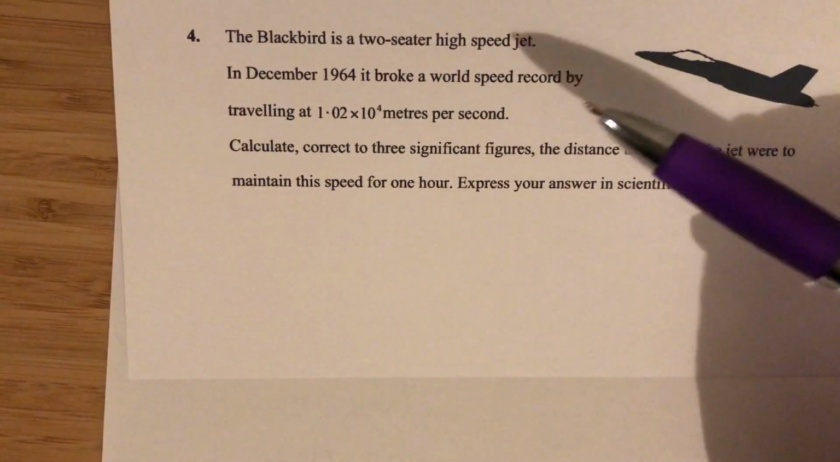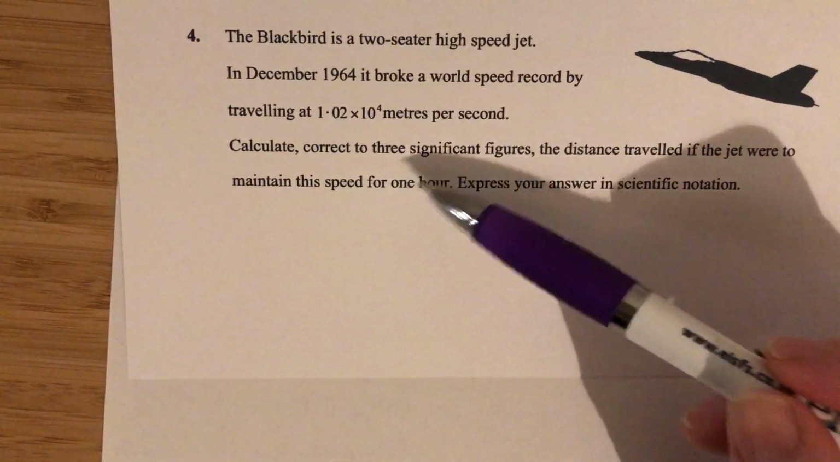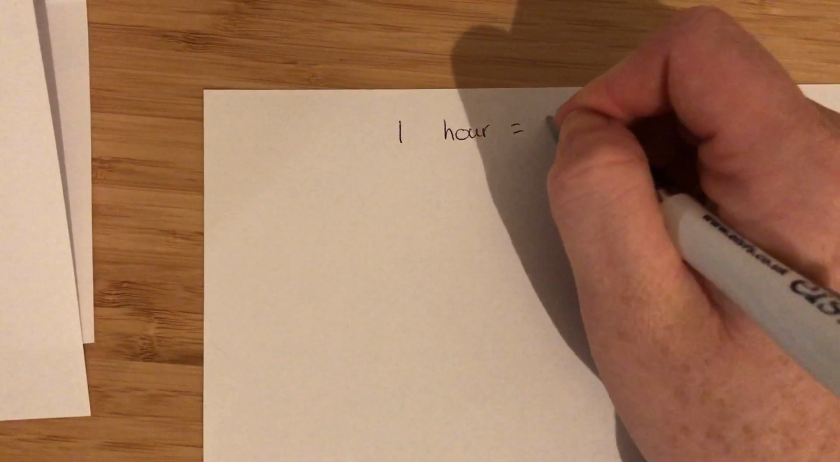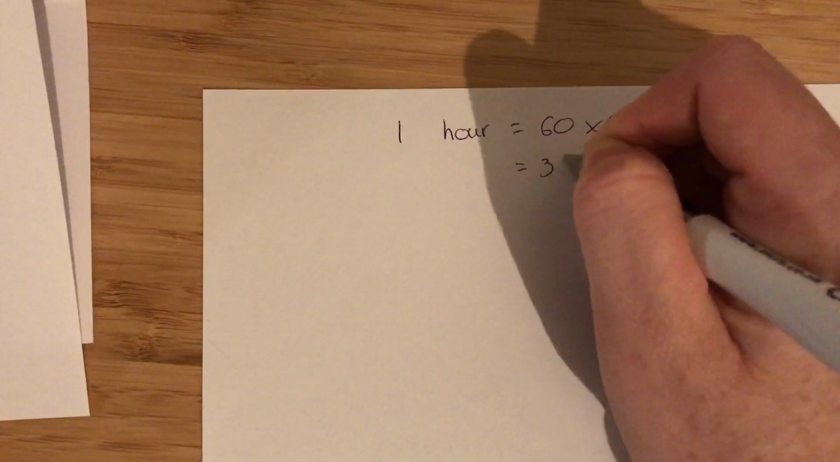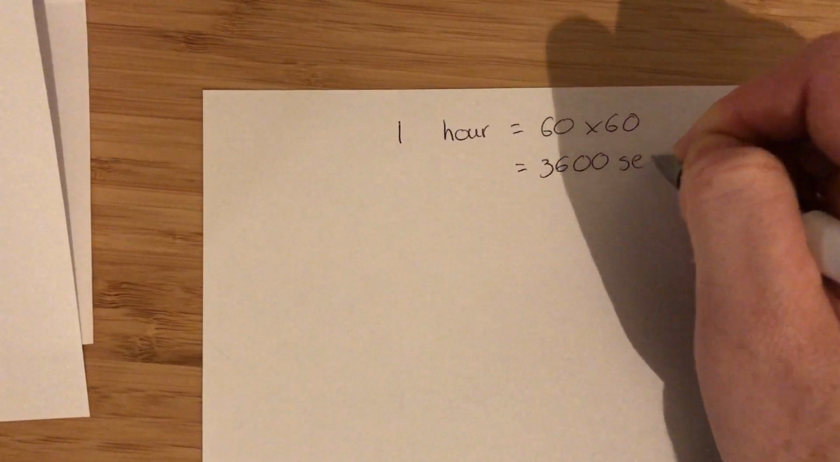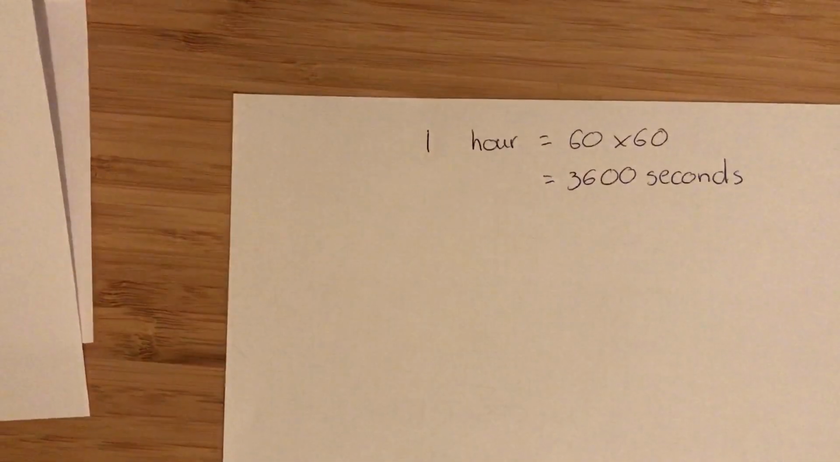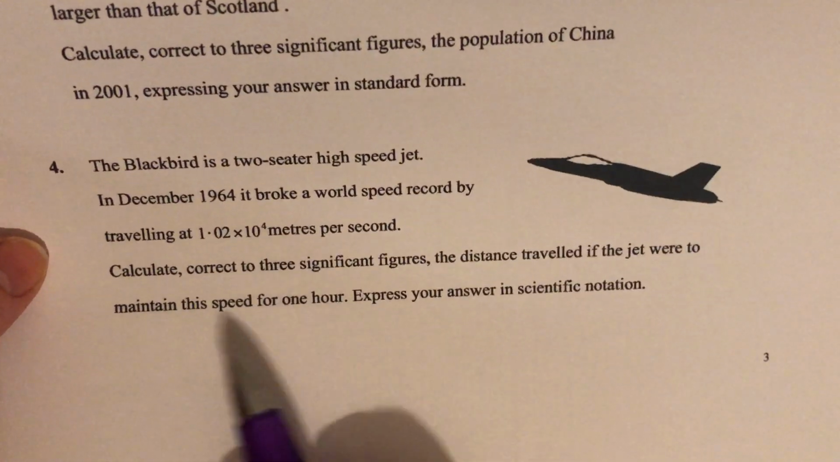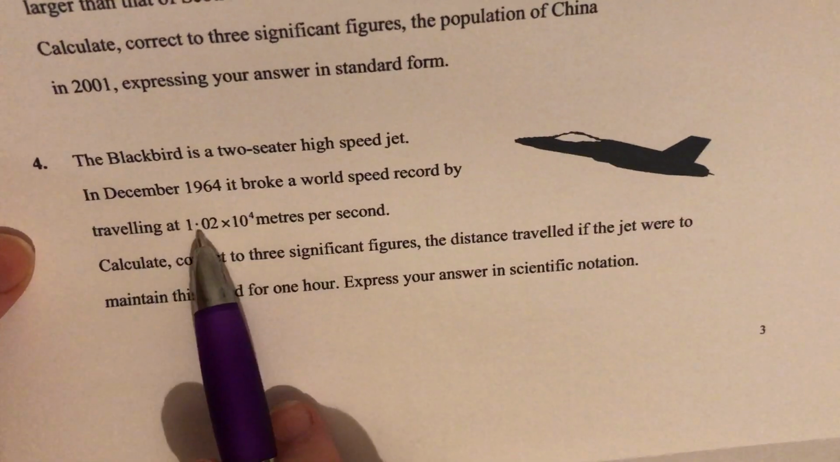So first thing we might notice is that we've been given the speed in seconds, but we've been told to do it for 1 hour. So first thing you have to do, just before we can do anything else, is change the 1 hour into seconds. So there are 60 minutes in an hour multiplied by 60 seconds. So we've got 3,600 seconds for the hour. So 1 hour is 3,600 seconds. So now we can use this.